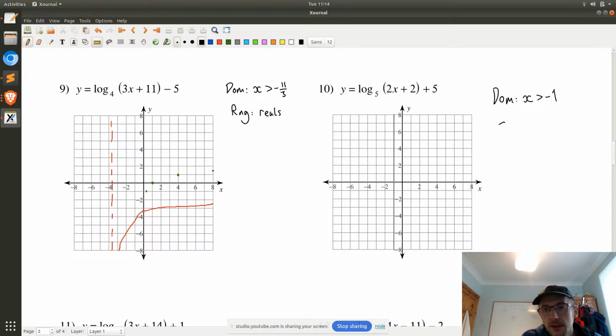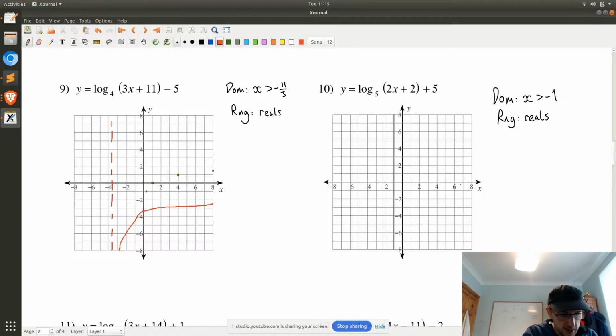And the range, please. What's the range? All the reals. So, now to not say anything absurd. 2 times 8, 16, plus 2, 18. Log base 5 of 18 is about 1.6-ish. What am I doing?